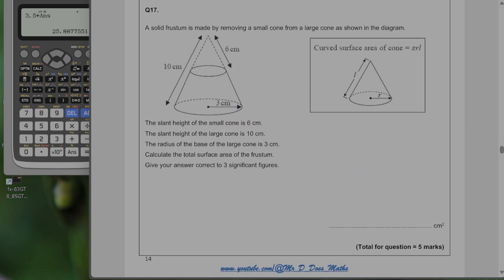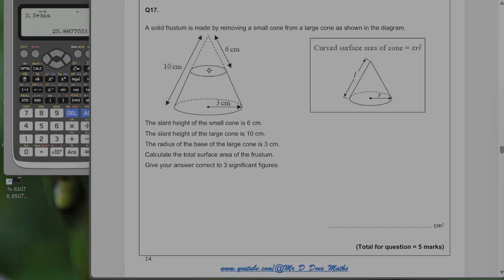Right, question 17. A solid frustum is made by removing a small cone from a large cone as shown in the diagram. The slant height of the small cone is 6. The slant height of the large cone is 10. The radius of the base of the larger cone is 3. Calculate the total surface area of the frustum. Give your answer correct to 3 significant figures.